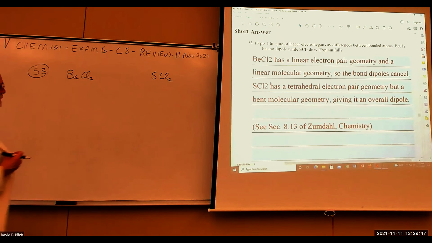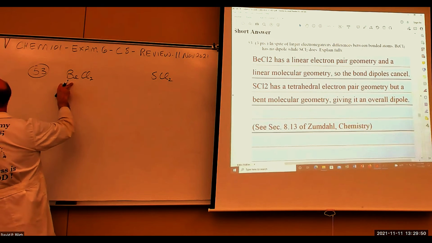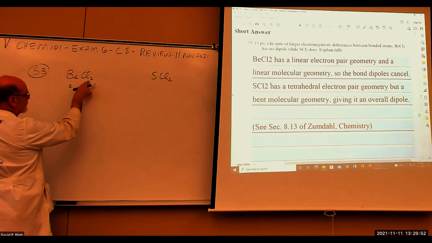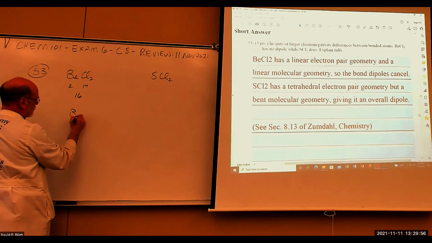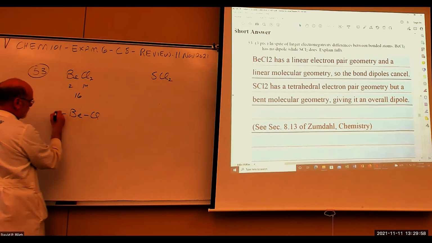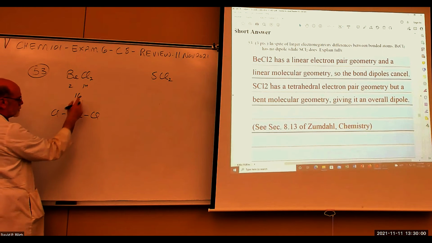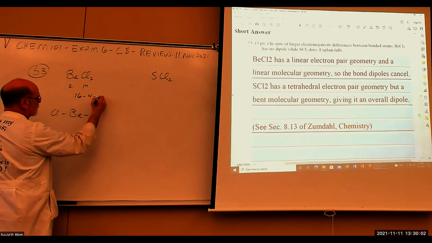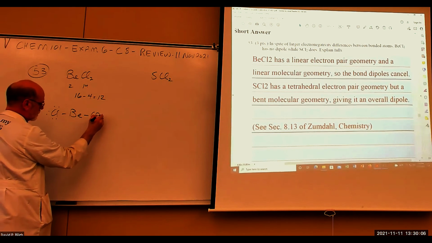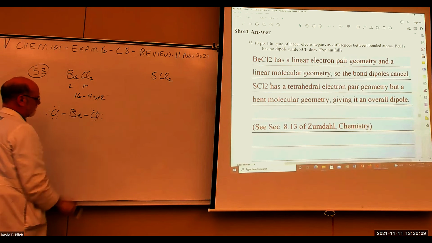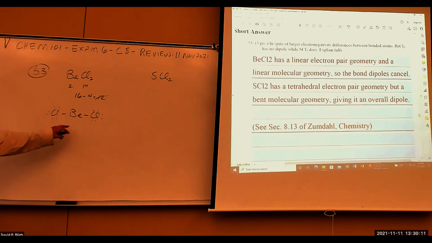Beryllium dichloride. So if we have beryllium's got 2 valence electrons, these 2 chlorines together have 14, so we got 16 total. Okay, there's 2, 4 is 12. All used up. Beryllium is linear, and these dipoles cancel each other.